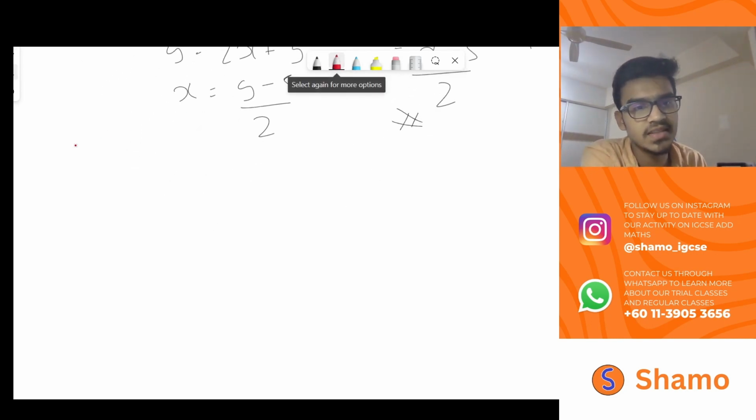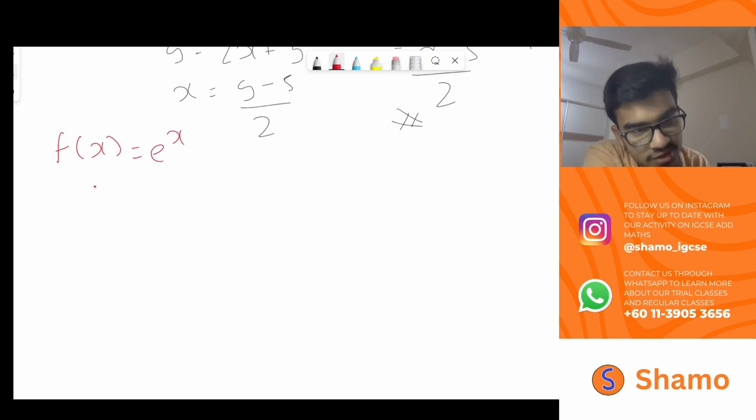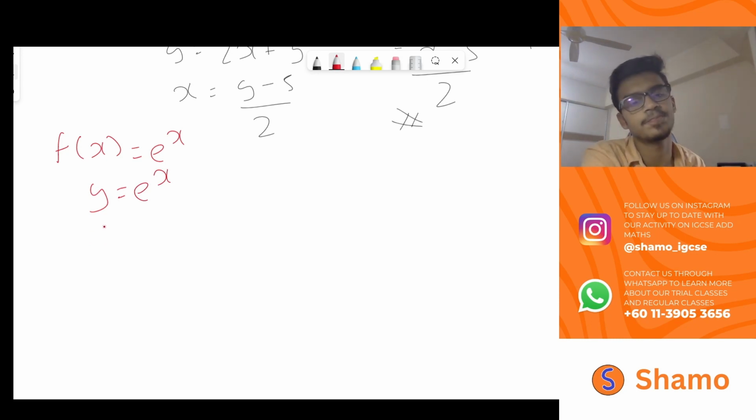Okay, let's take an example. Suppose f(x) is equal to e to the power x. If you have to find the inverse of this, I'll just write f(x) as y, which is equal to e to the power x. If I have to make x the subject, what will we do here? x is equal to ln y.